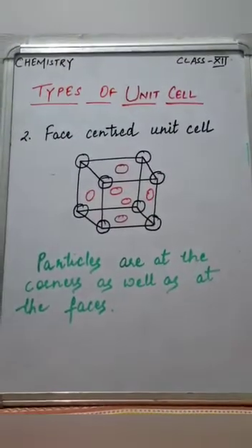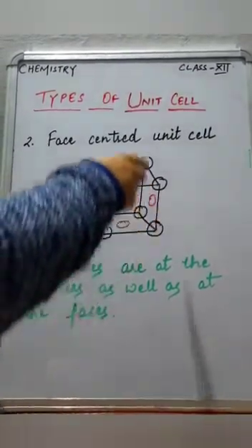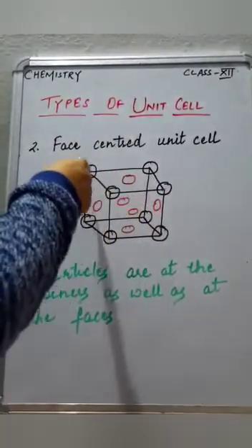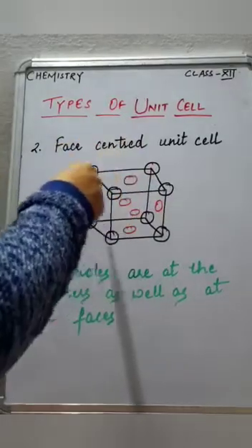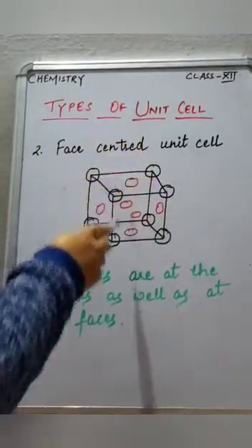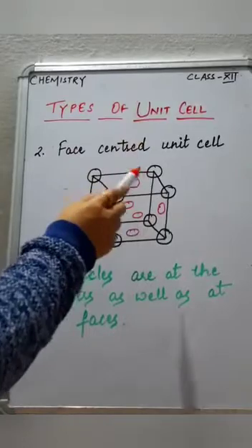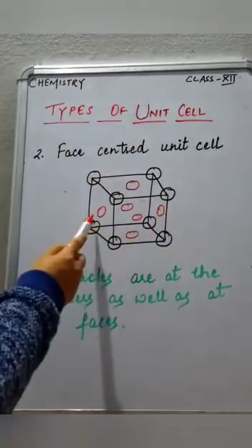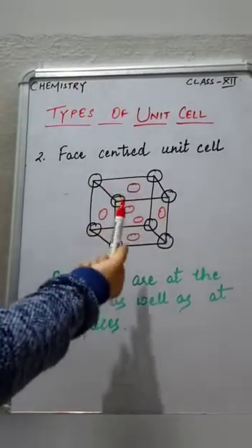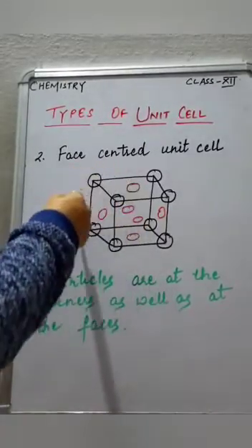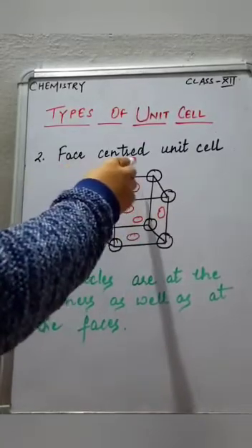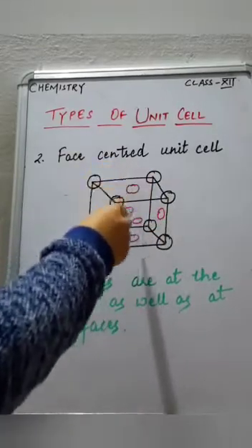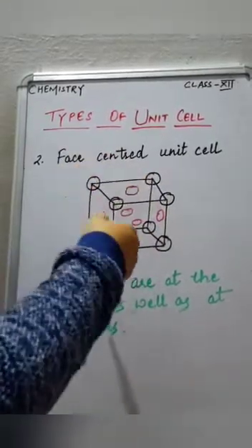In face-centered unit cells, as you can see here, the particles are at the corners and at the faces too. We have particles at the 8 corners and at the 6 faces. This is face 1, face 2, face 3, face 4, face 5 and face 6, the front one. In a face-centered unit cell, particles are at the corners and the faces.